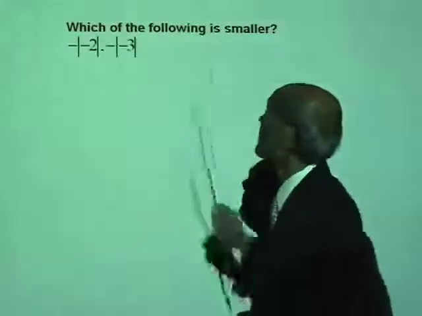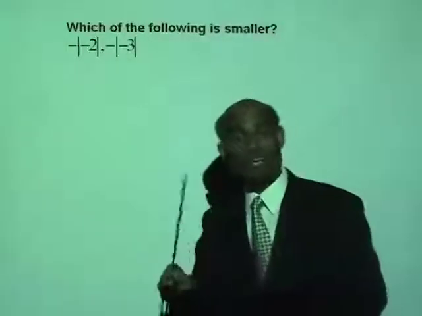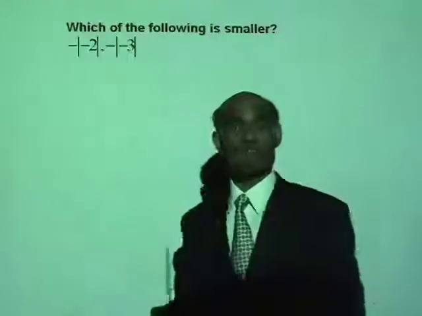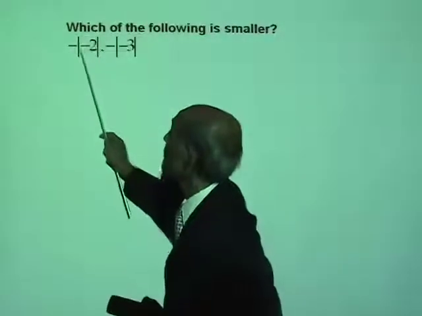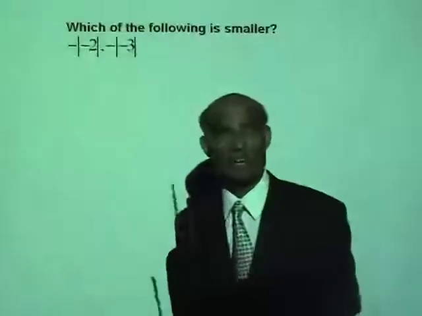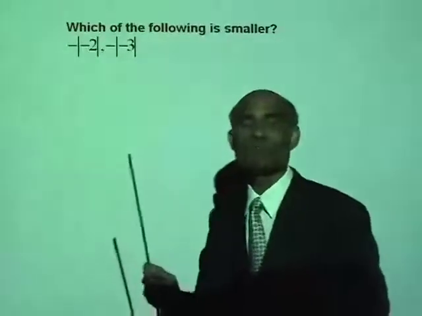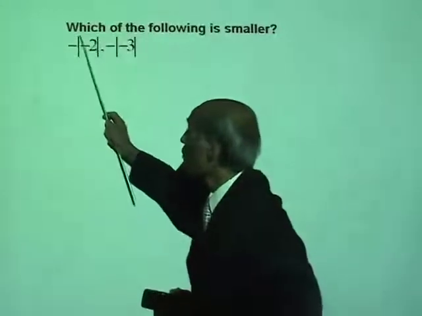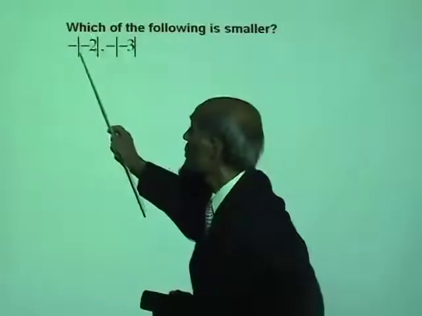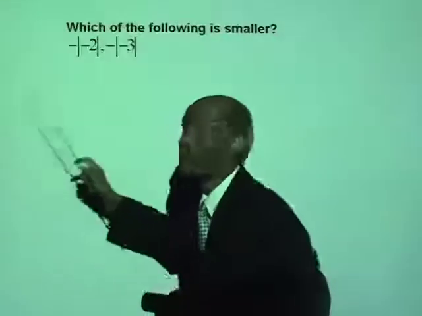Which of the following is smaller? Well, in order to determine this, first we simplify it. What is negative absolute value of negative 2? Can you tell me what that is? Negative absolute value of negative 2. Absolute value of a number is always positive. So this is positive 2. And this negative will make it negative 2.